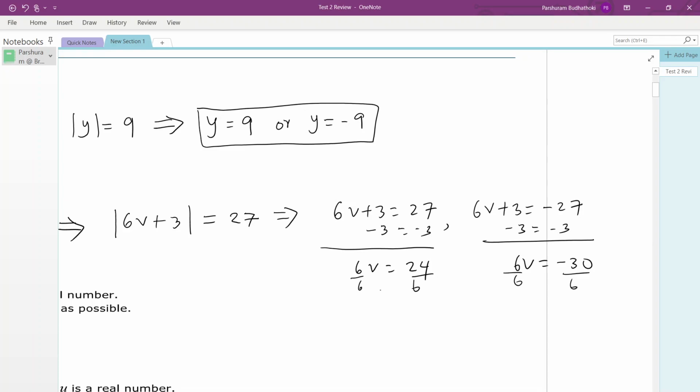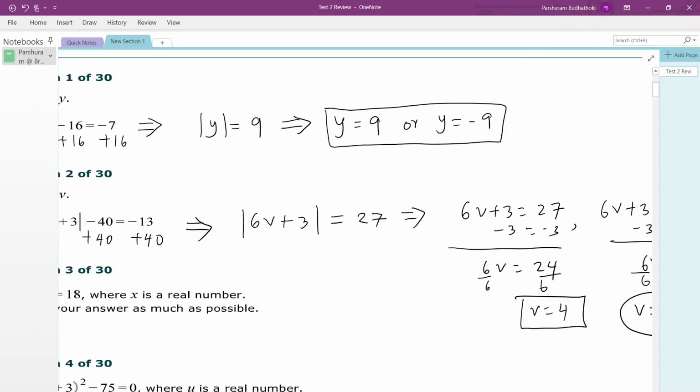If you divide 24 by 6, that will be 4. So v equals 4 is one solution, and if we divide negative 30 by 6, that gives negative 5. So v equals negative 5 is another solution. These are the solutions, 4 and negative 5, for equation 2.